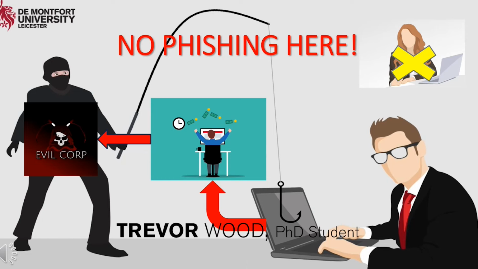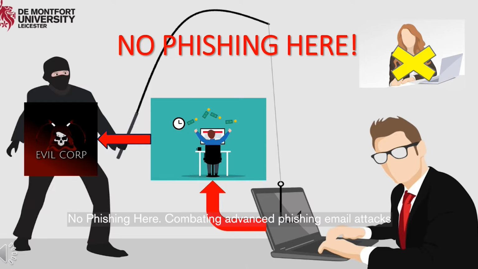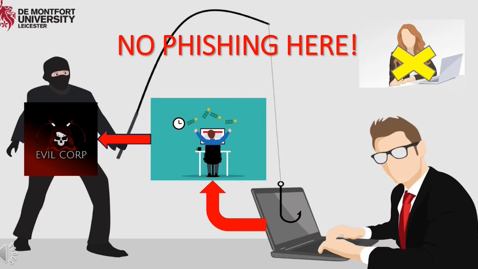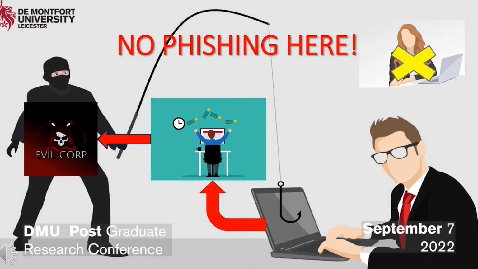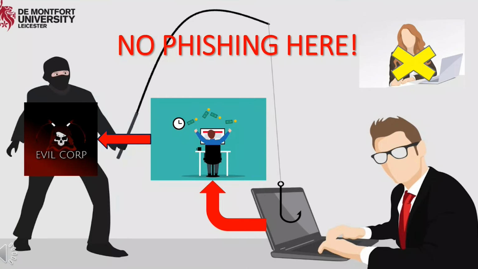I'm Trevor and I work for Evil Corp. My job is to steal money from other companies and my current target is Allgood Limited. Bob is a finance clerk at Allgood. Today he's going through all the invoices received over the last week and setting up their payments.